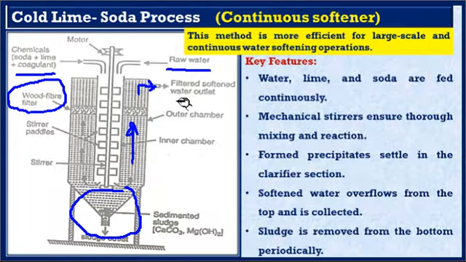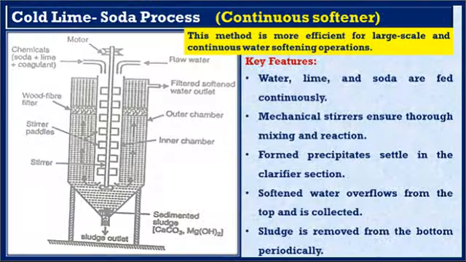This process provides water containing a residual hardness of approximately 50 to 60 ppm. So in this way the continuous process is carried out. So these are the two types of softeners used in the cold lime soda process, that is the process carried out at room temperature.